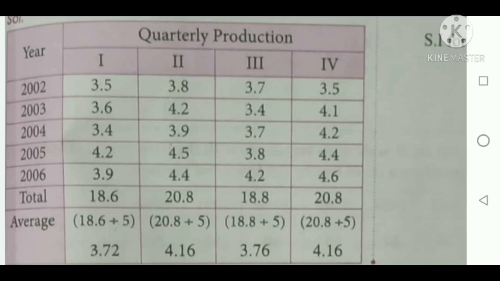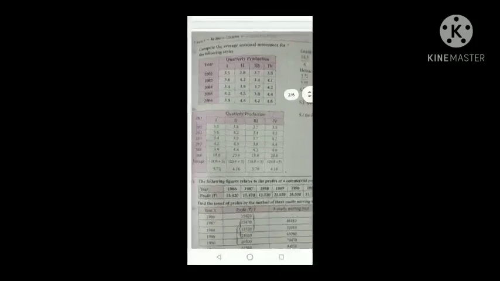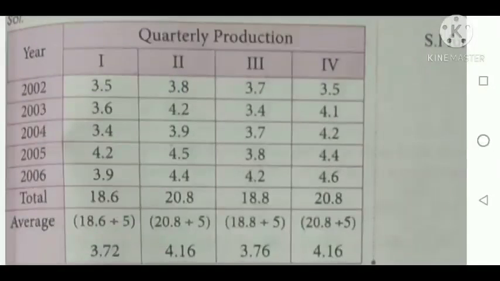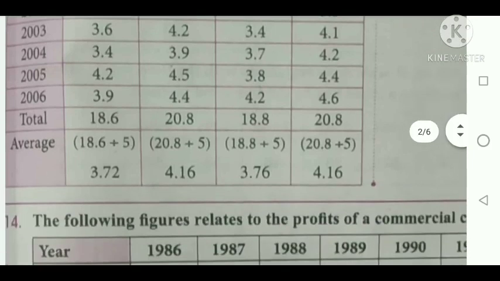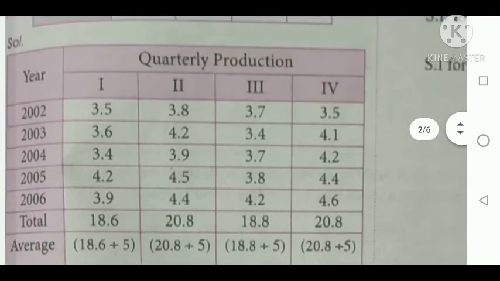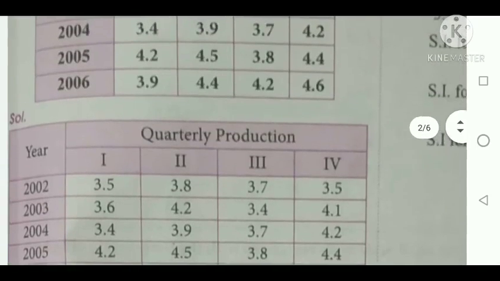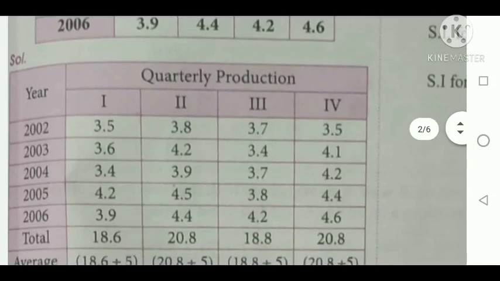Likewise, we are finding the average of the second quarter by totaling the second quarter and dividing it by 5, we are getting 4.16. That is the average of the second quarter. Likewise, the average of the third quarter, dividing by 5, is 3.76. Average of the fourth quarter is 4.16. Very simple to attend sums like time series analysis.